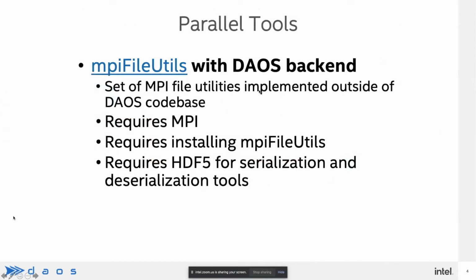For both of the previous cases, copying and serializing data, there are parallel tools and there's a serial tool. For parallel tools, we use mpiFileUtils, which is a parallel set of file utilities that use MPI. There's a DAOS backend written for it. It is separate from the DAOS code base and requires having MPI and then installing mpiFileUtils separately from DAOS. And if you want to use serialization and deserialization tools, you also need HDF5 because it writes these files in an HDF5 format.